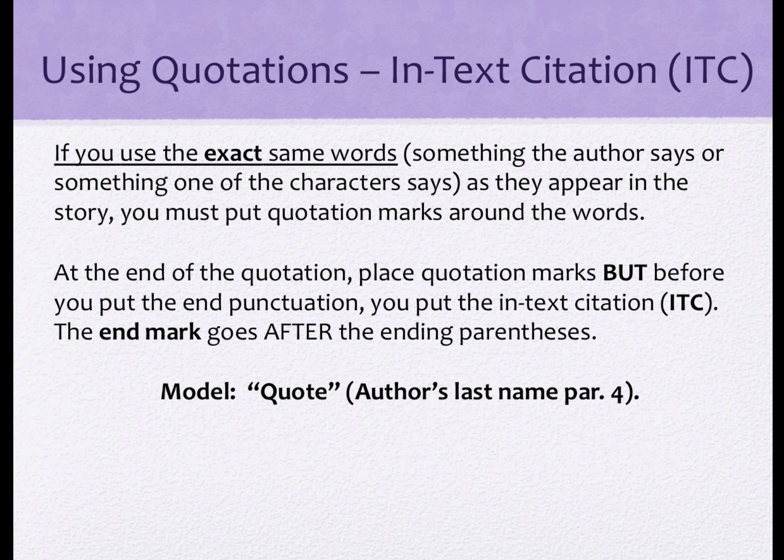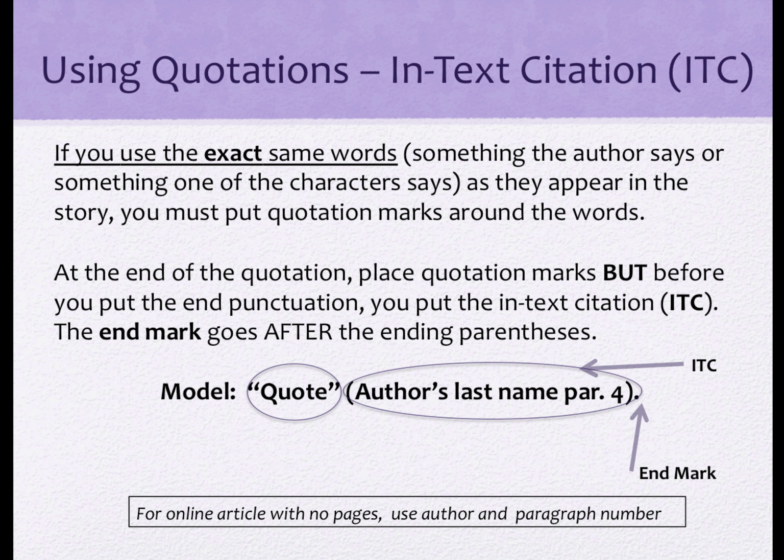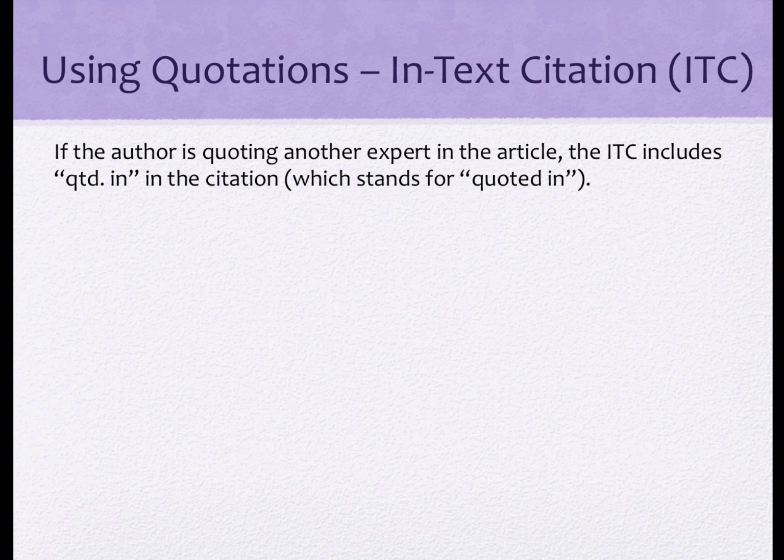Here's a model. There's your quote. You use the author's last name and paragraph number. That's the in-text citation. There's the end mark. Here are more examples for using quotations. If the author's quoting another expert in the article, the in-text citation includes, in parentheses, QTD, period, in the citation. That stands for quoted in, and it's, again, when the author's quoting somebody else.